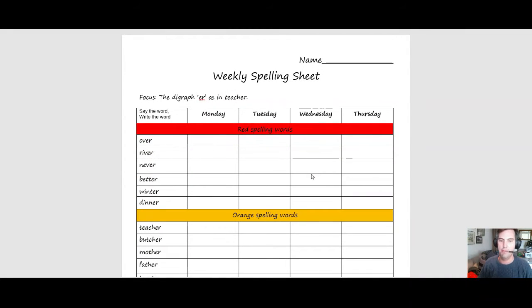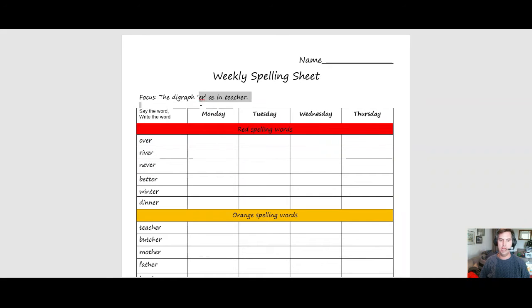This time I am going to be unpacking the Year 2 spelling list for this week, which is Term 2, Week 3. Today is the 28th of April, and your spelling focus this week is the digraph ER, as in teacher, which is what I am. So remember, a digraph is when two letters make one sound.